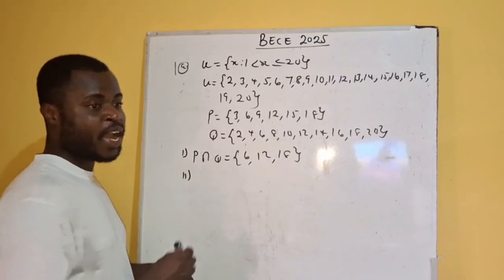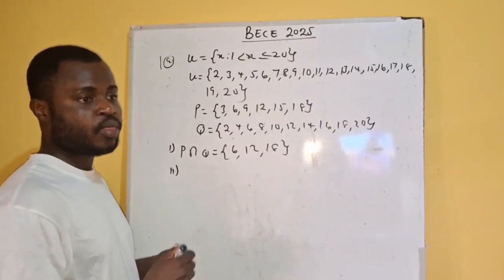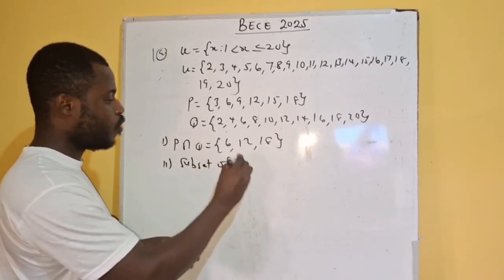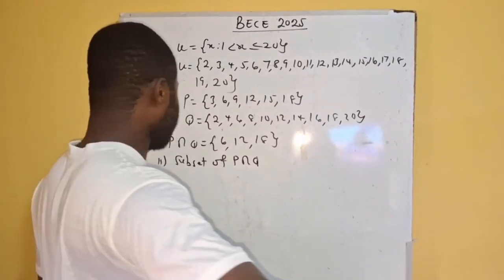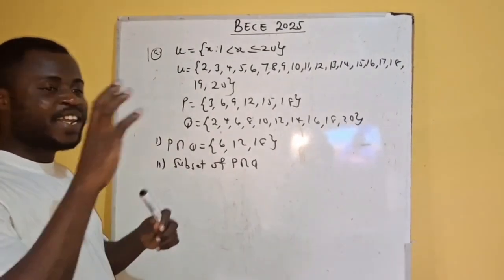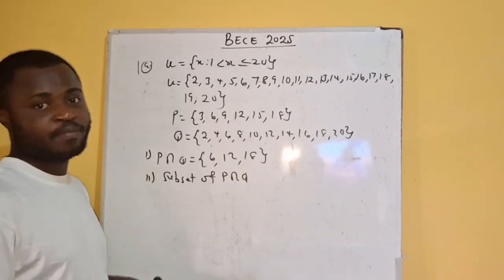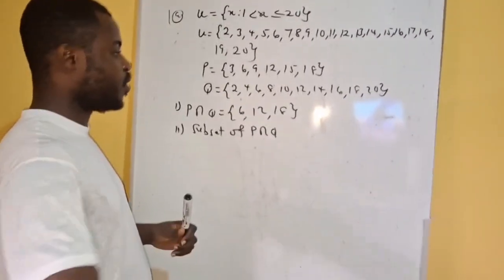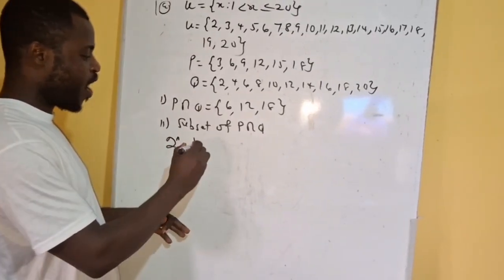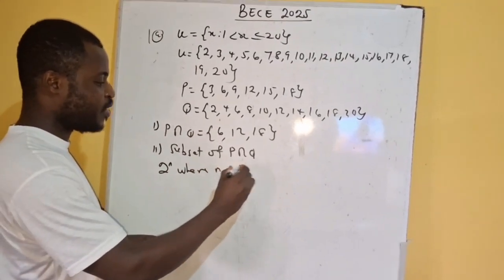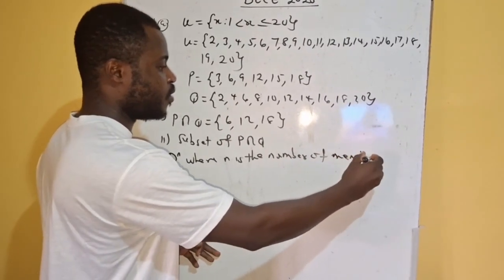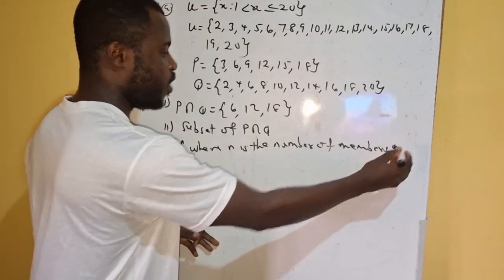Now, II is telling us to list all the subsets of P intersection Q. Subset of P intersection Q. Now, how do we list the number of subsets? In listing the number of subsets, there's a formula. And what's the formula? The formula is 2^n, where n is the number of members or elements.